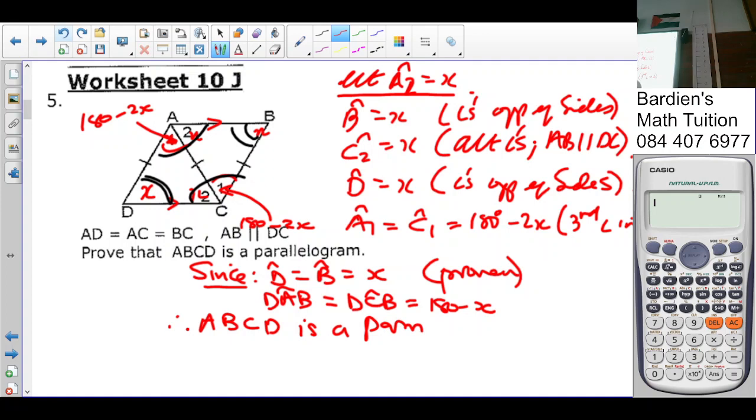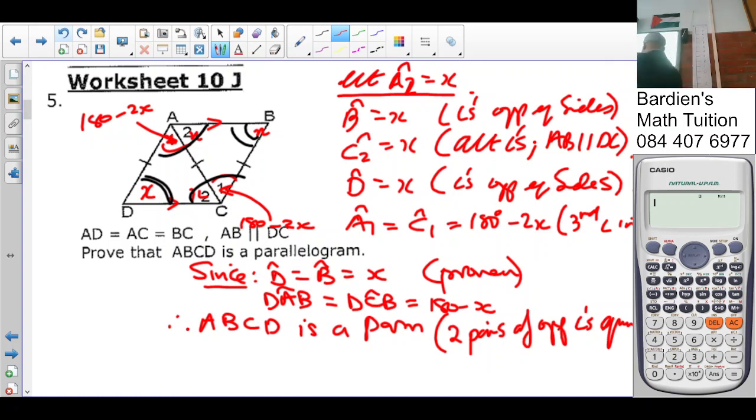Why? Because you have two pairs of opposite angles equal. You can't use parallelogram here, no? So we're proving it's a parallelogram. So you say two pairs of opposite angles equal in a parallelogram. If you had gone with the co-interior, then you would have said two pairs of opposite sides parallel. Okay?